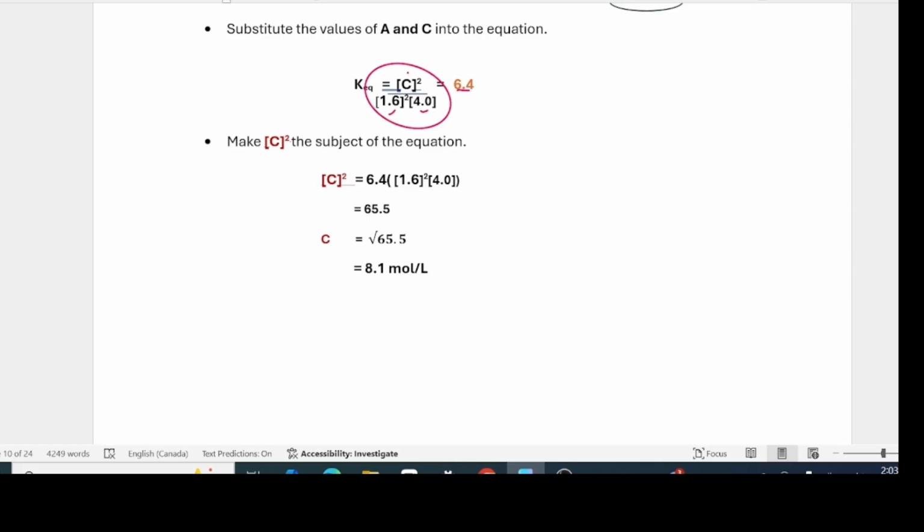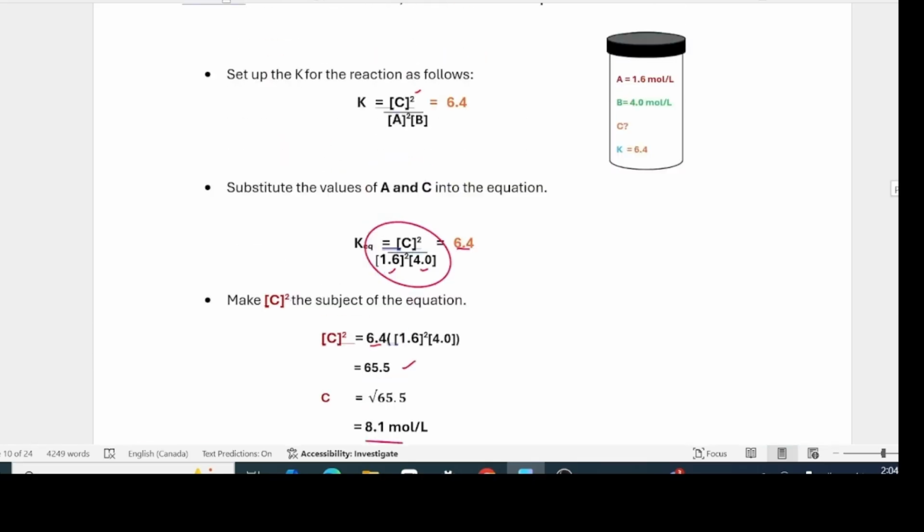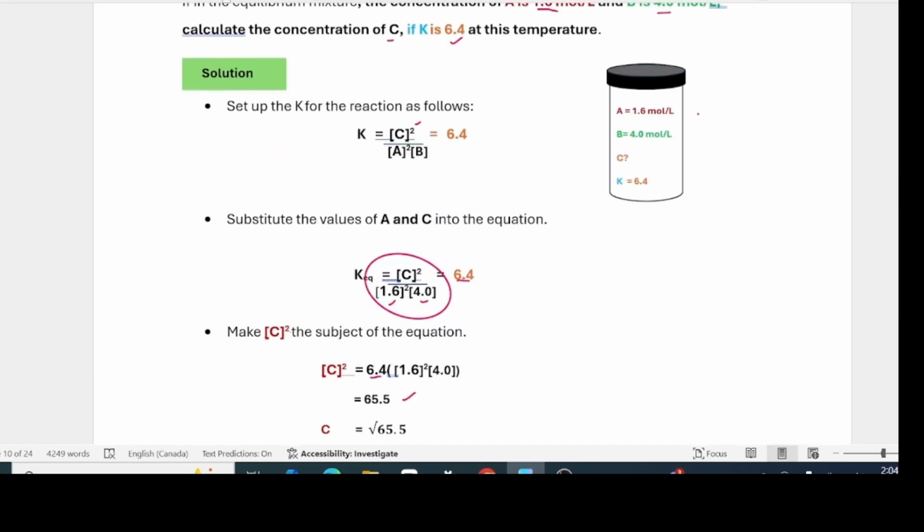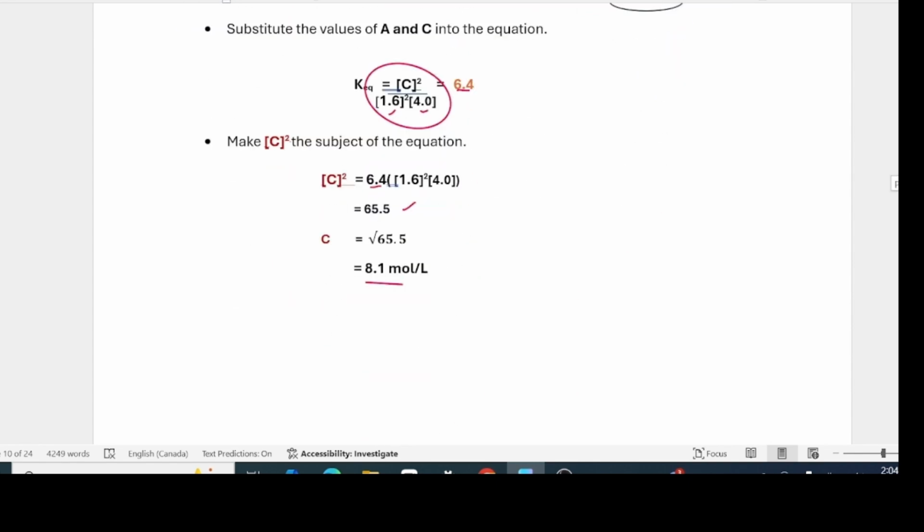If we make C squared the subject of the equation, then we have to take across all of these terms. So it'll be equal to 6.4 times 1.6 raised to the exponent 2 times 4.0. And that turns out to be 65.5. To find what C is, we take the root of that, and it turns out to be 8.1 mole per liter. So this will be the final concentration of C. We knew what the initial concentrations of A and B were, and now the concentration of C at equilibrium will be equal to that.